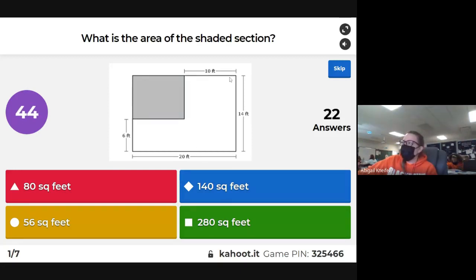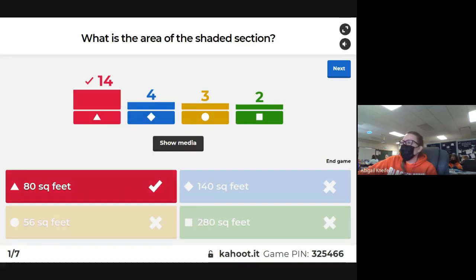If the whole thing is 20 and this part is 10, 20 minus 10 is 10 left. So that makes this part 10. If the whole thing is 14 and this part is 6, 14 minus 6 is 8. So 8 is all that's left right here, which means we have 10 times 8. The correct answer is 80 square feet. 10 times 8 is 80. Good job if you got that right.